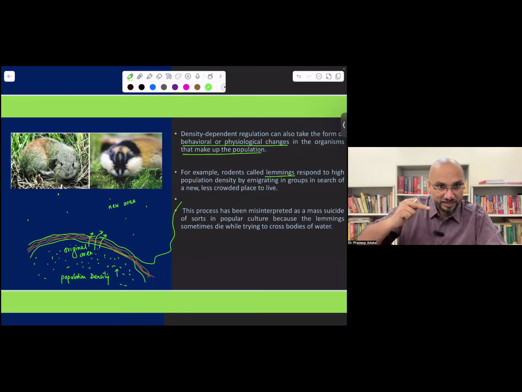In an attempt to cross from the older area and jump over to the new area, they have to cross the stream, and in doing so most of them fall into the stream and die, and this is misinterpreted as suicide. This process is being misinterpreted as mass suicide of sorts in popular culture, because the lemmings sometimes die while trying to cross the bodies of water.